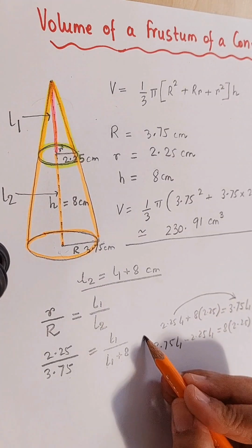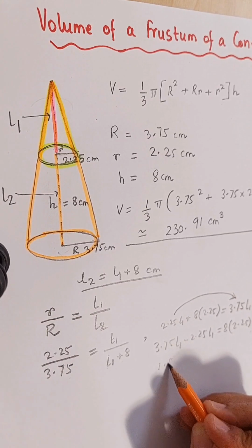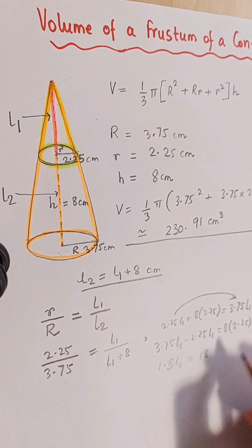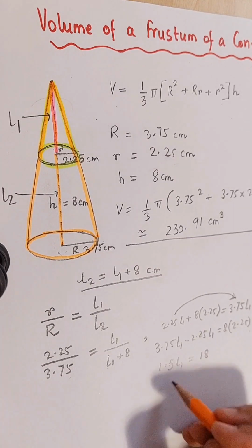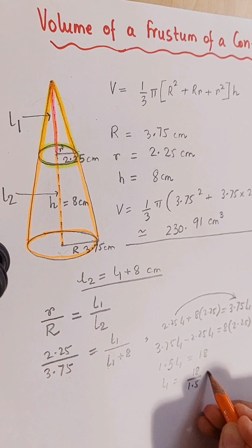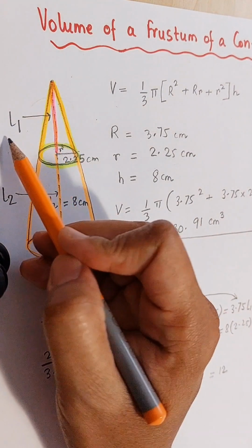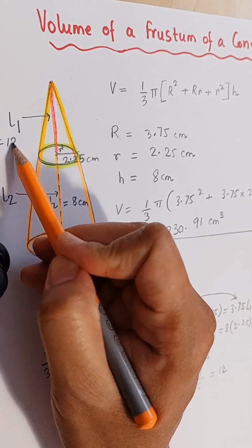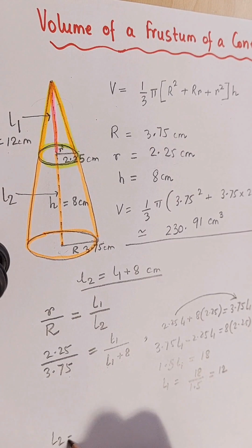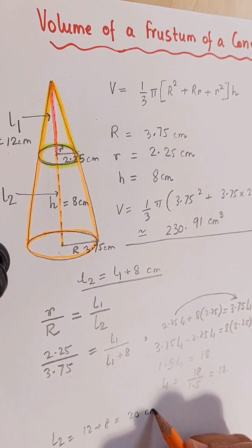So now, simplifying this, we will get 1.5 L1 equal to 18. This times that is 18. So L1 should be 18 divided by 1.5, which is 12. So we got this L1 as 12 centimeters. So this L2 should be 12 plus 8, which is 20 centimeters.